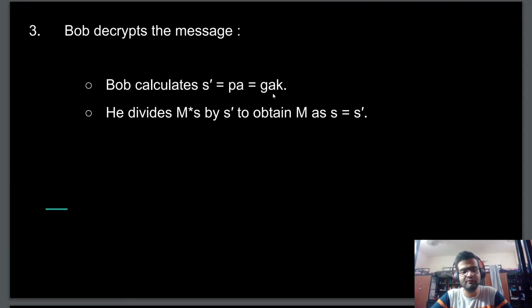G we know, A we know, and K we also know at Bob's end. So now he will divide M multiplied by S by S dash to obtain M, because S equals S dash. So he can obtain the original message M from the message sent by Alice. If anyone else got the same encrypted message from Alice, they won't be able to obtain the original message because they don't have A. A is required to calculate S dash, and S dash is required to obtain M, which was the original message sent by Alice.